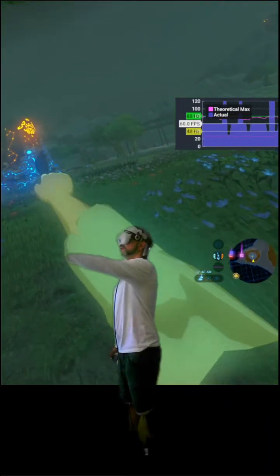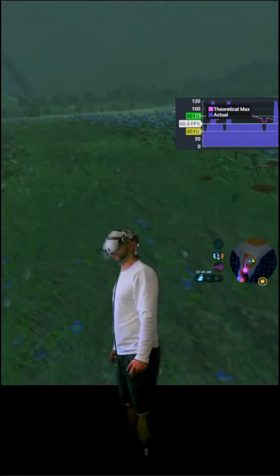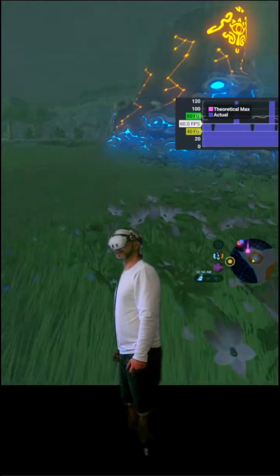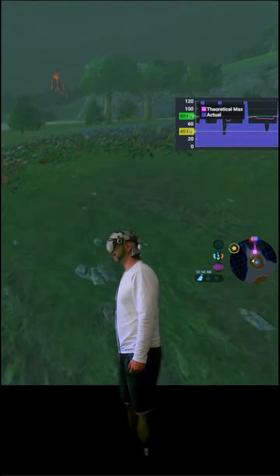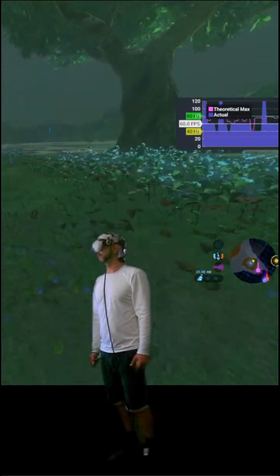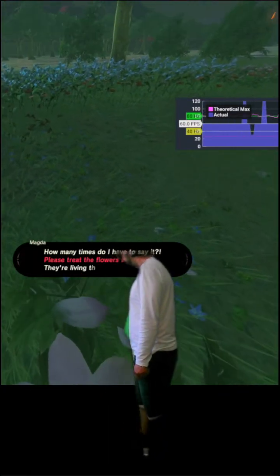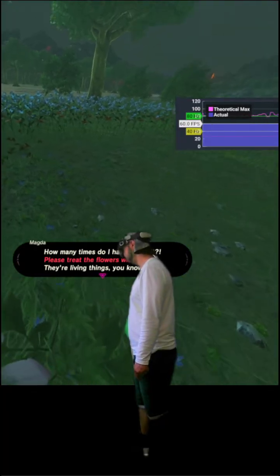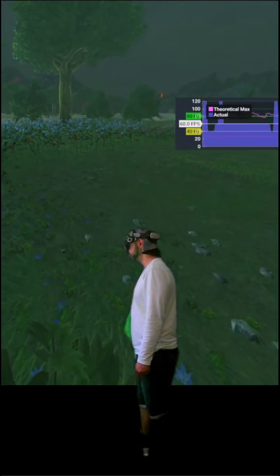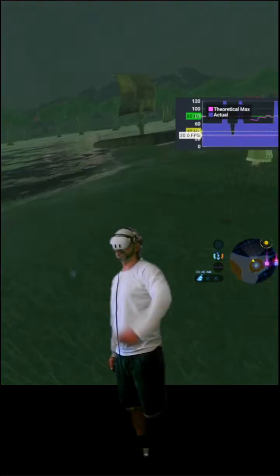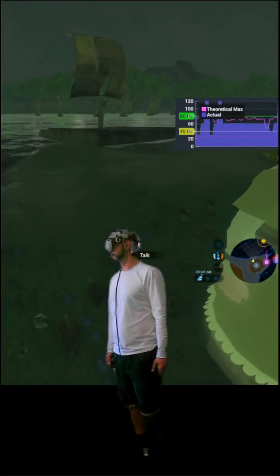But in order to go to this temple over there, you need to go really carefully here and don't touch any of these wonderful flowers. Oh shit, I almost touched one of those flowers. Oh shit, I really touched it. How many times do I have to say it? Please treat the flowers with care. They're living things, you know? Huh? This also, by the way, fixes the frame rate whenever you interact with her, yeah.